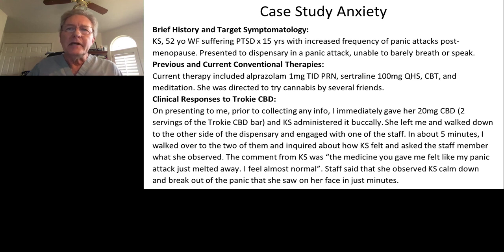In about 5 minutes, I walked over to join her and a staff member that was helping her, and I inquired how she felt. The comment from KS was, "The medicine you gave me felt like my panic attack just melted away. I feel almost normal." The staff member said she observed KS calm down and break out of the panic attack that she saw on her face in just minutes.